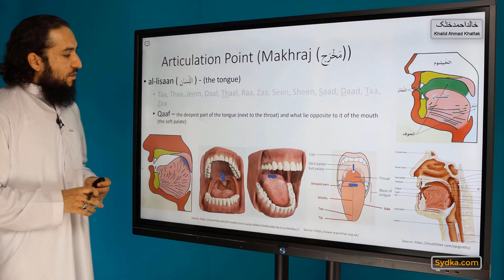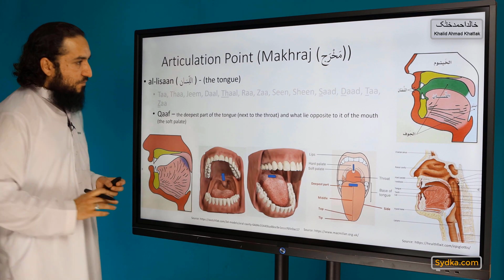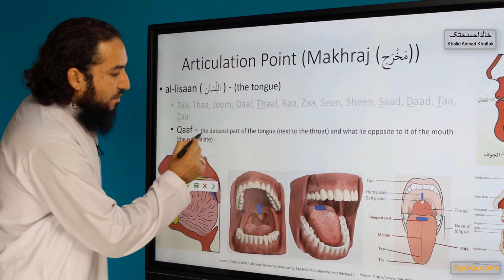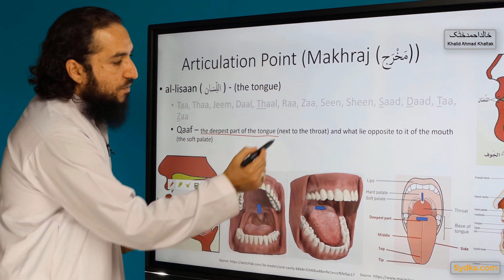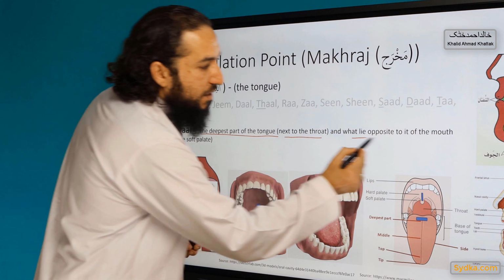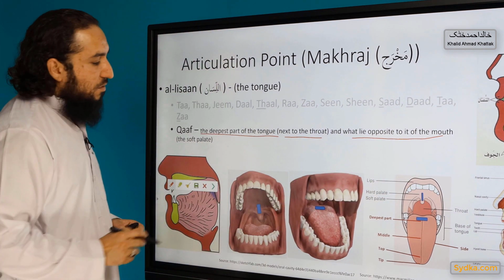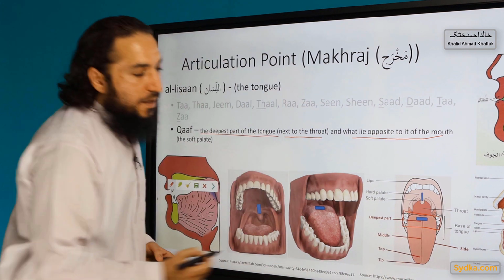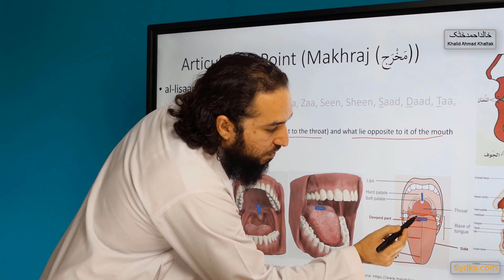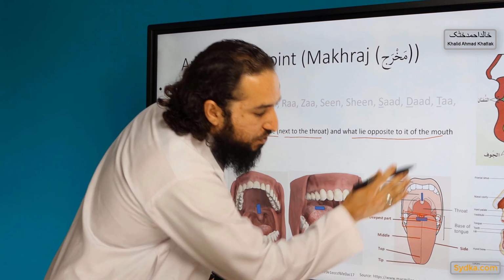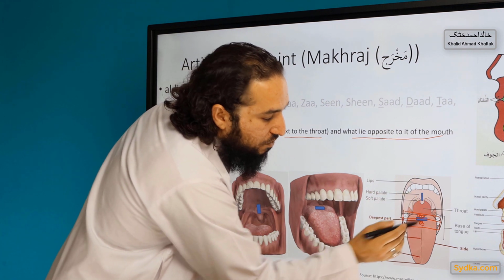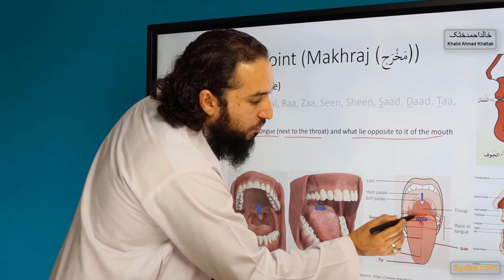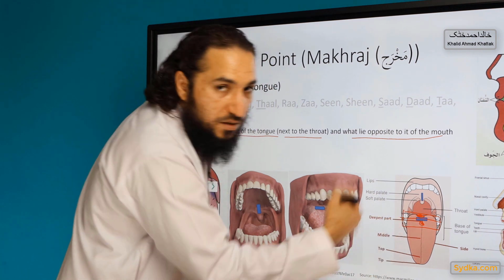Its articulation point is one of the lisan, the tongue letters, and it is pronounced from the deepest part of the tongue, which is next to the throat, and what lies opposite to it of the mouth, that is the soft palate. We divide this deepest part into 2. This side is closest to the throat, and this side is closest to the mouth, or to the teeth. We will be using this side for qaf and this side for another letter, which is kaf.